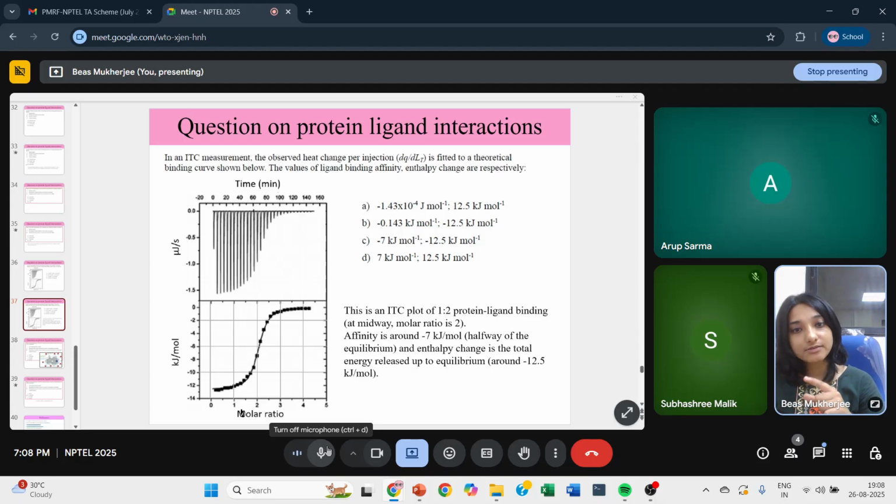If you look at that same S-shaped curve, the enthalpy change is the total energy released up to the equilibrium, that is 12.5 kilojoules per mole. That is the answer. So this is the one that we are having here, 12.5, and 7 is the midpoint here, and molar ratio 2 is telling you that it is a 1:2 binding.